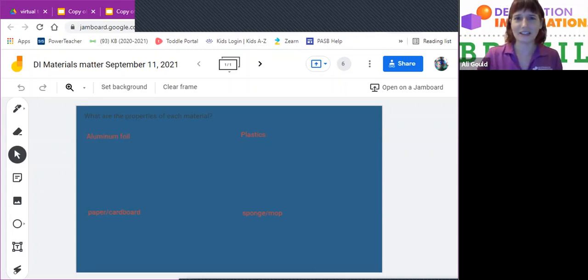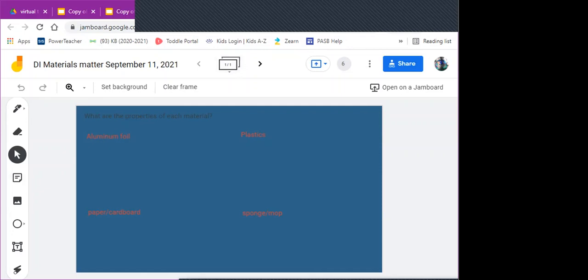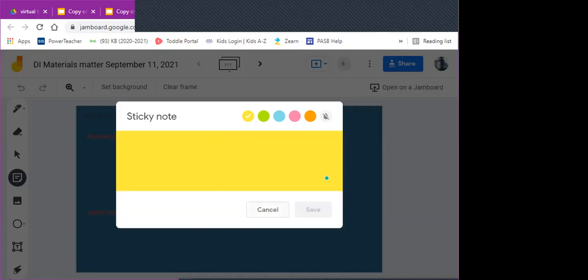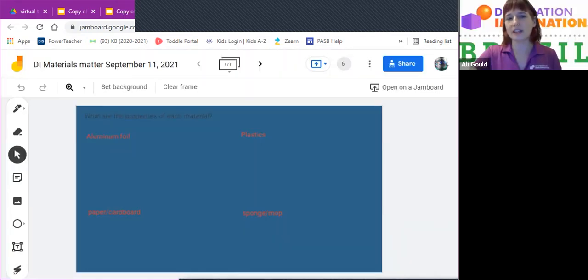Everybody clear on how to do that? I see there's 6 people in here. Think about the properties of each material. So what are the properties of aluminum foil? It can be torn, it can be balled, it's shiny, it's not conductive, it can be shaped into things. So think about these properties and make a sticky note and stick it underneath our categories here. And everybody has editing rights, right? Because I thought I left it open. I'm going to give 1 minute. In 1 minute, try to hit all of them with just a couple of properties that you can think of.